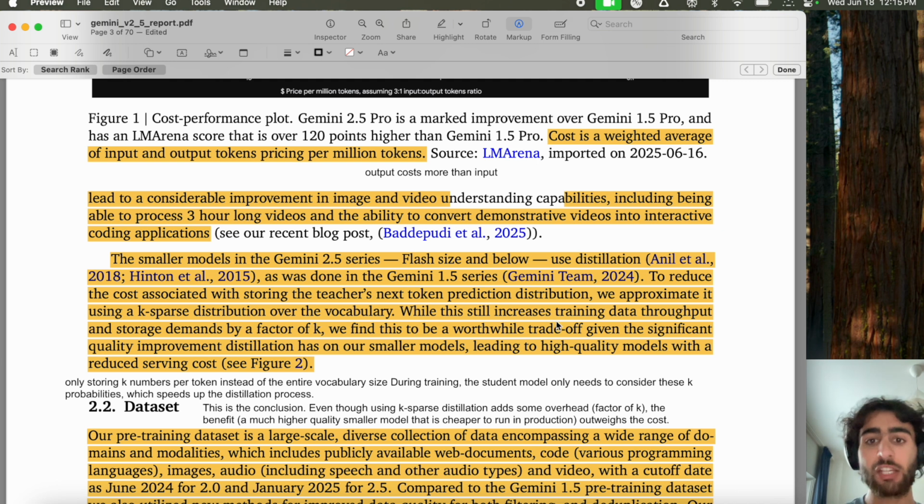And it's worth noting that this still increases training data throughput and storage demands by a factor of k, because in the binary case, we just have 1. And if we compare 5 tokens, then we're multiplying it by 5. But they still find this to be a worthwhile trade-off, given the significant quality improvement distillation has on smaller models, leading to high-quality models with reduced shipment costs.